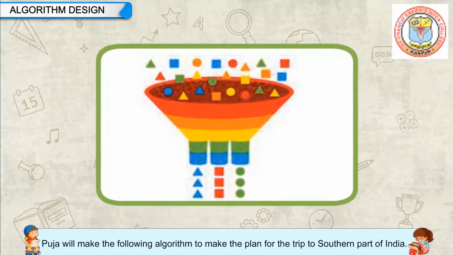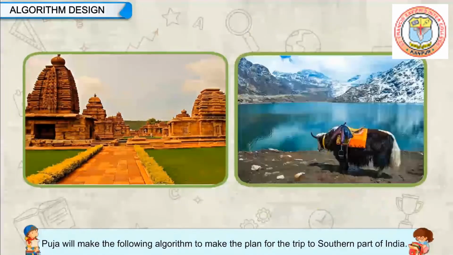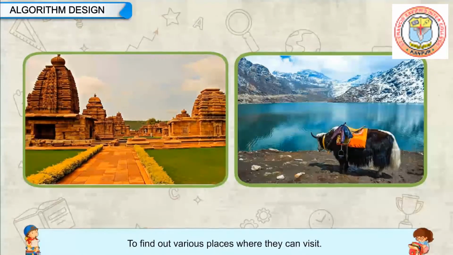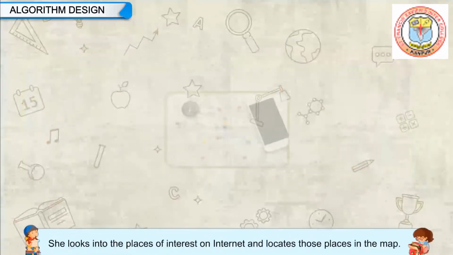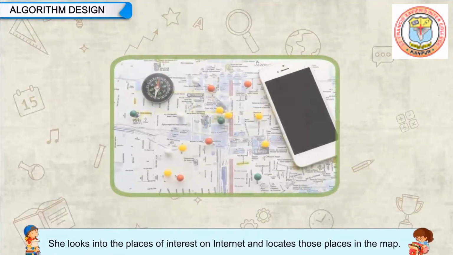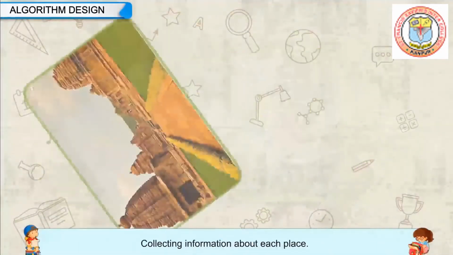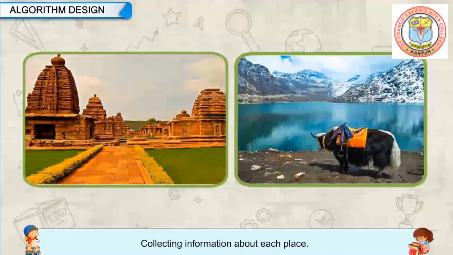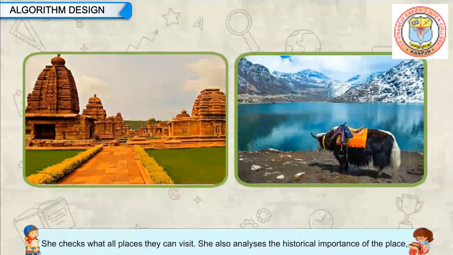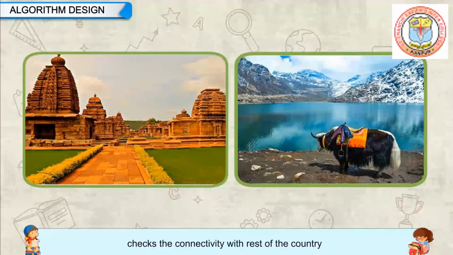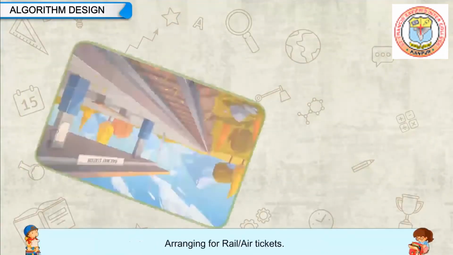Pooja will make the following algorithm to make the plan for the trip to the southern part of India. To find out various places where they can visit, she looks into the places of interest on the internet and locates those places on the map, collecting information about each place. She checks what all places they can visit. She also analyzes the historical importance of the place and checks the connectivity with the rest of the country.